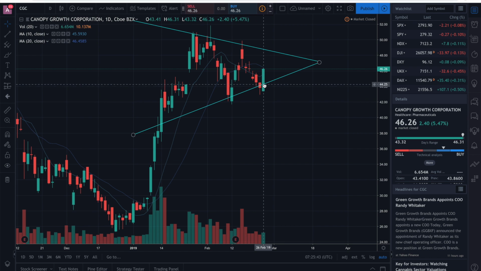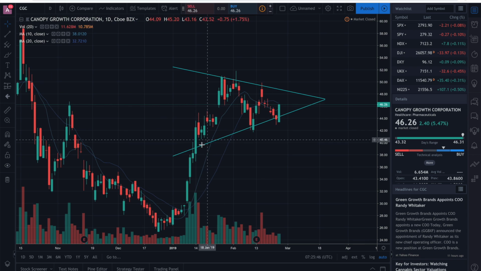And so CGC appears to be consolidating in between these two lines that I have drawn out over here. It looks like it's setting up for another bullish flag pattern. These candles that we see set up the bullish flag, and now the stock is consolidating in between these two lines. Eventually what we want is for it to break over this line.